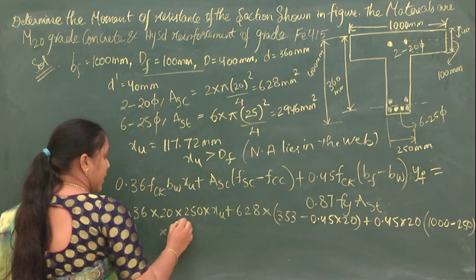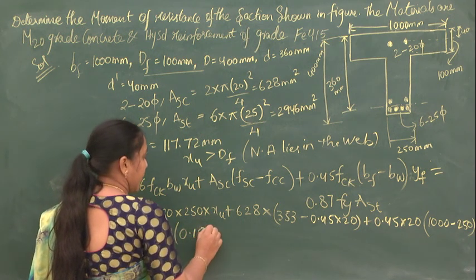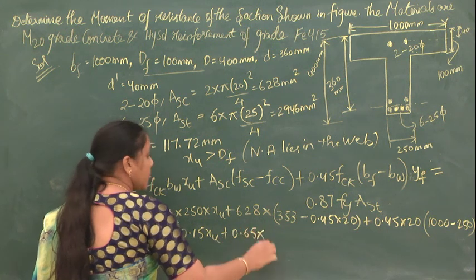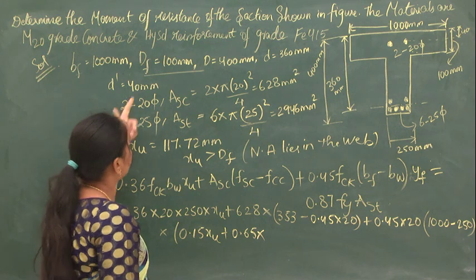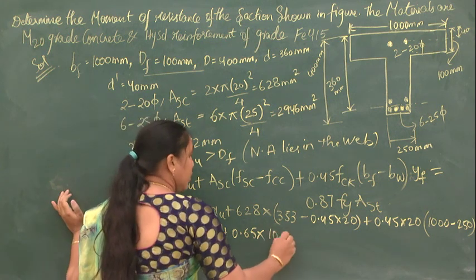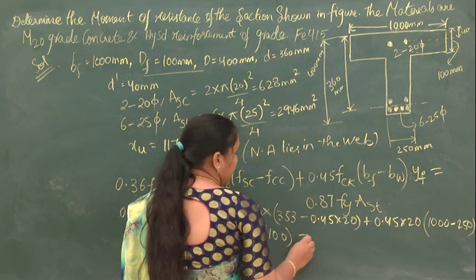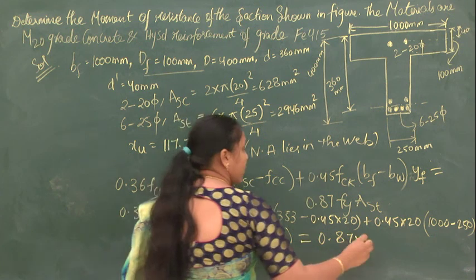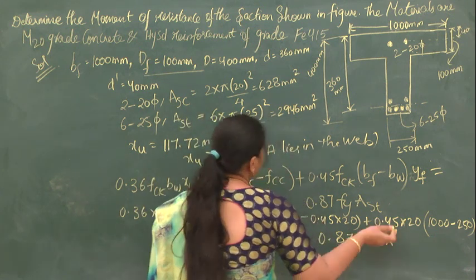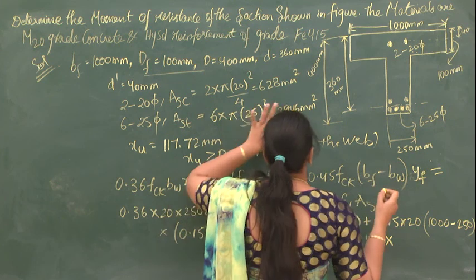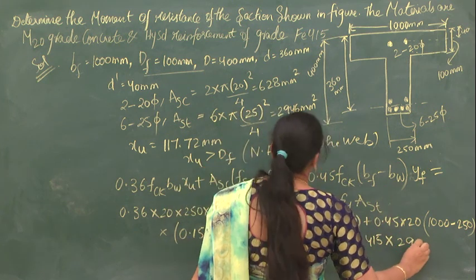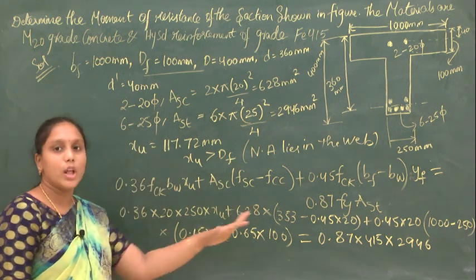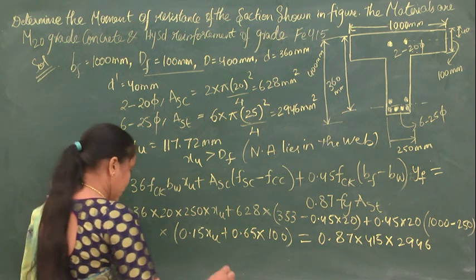So what is the formula of YF? YF will be 0.15 XU plus 0.65 into DF. So what is the DF here? DF is 100. Into 100 will be equal to 0.87 into Fy. What is Fy? It is 415 into AST. AST here is how much? It is 2946 mm square.